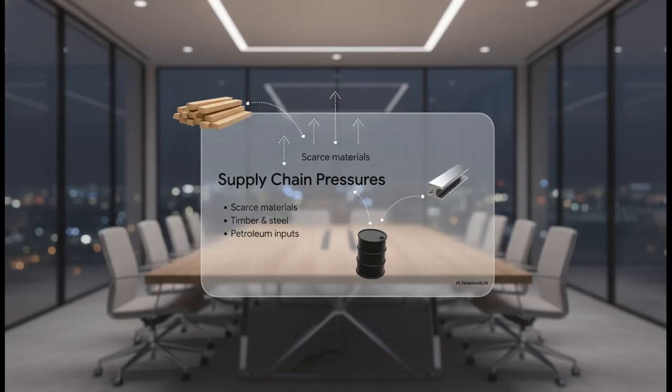And what drives the CPI up? As top executives are constantly noting, fundamental pressures and scarcity in raw materials are major culprits. When you have surging timber prices, rising steel costs, or intense petroleum input pressures, those costs don't just vanish.